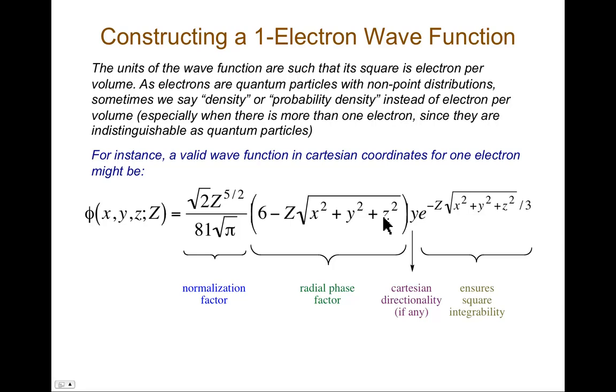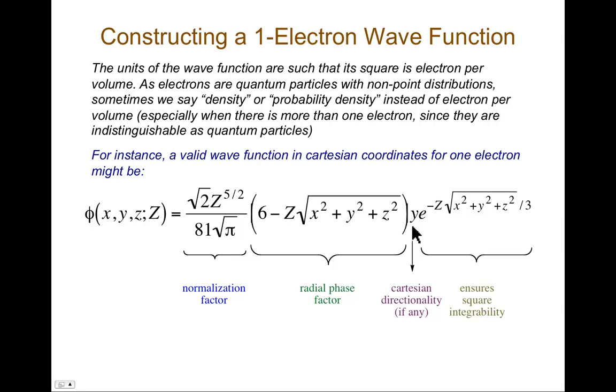So x squared plus y squared plus z squared, that would be in radial coordinates, that's r squared, and then we take the square root. So this is r, and it says that as we move out radially from the origin, and the origin will be taken to be the nuclear position, well, at very short distances r, 6 will be larger than Z times a number close to 0, and so this will be a positive term. And then as we move out far enough, r will become big enough that when multiplied times Z, it will exceed 6, and this will become negative. So this term in parentheses switches from positive to negative at some characteristic distance.